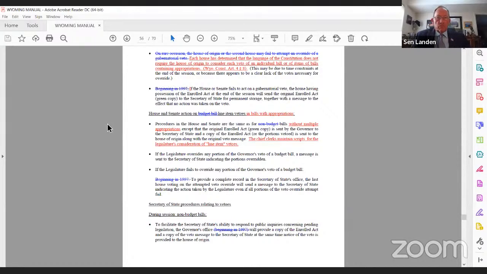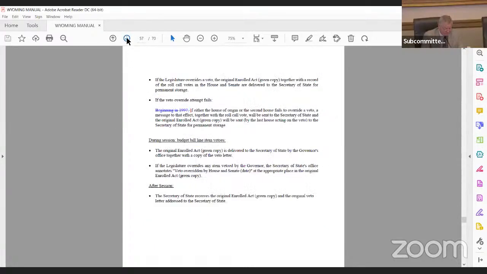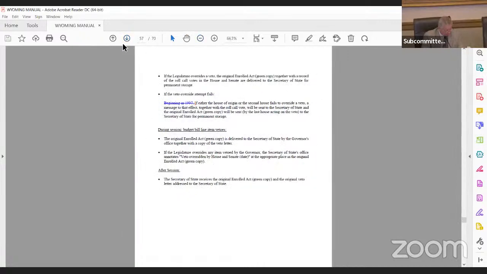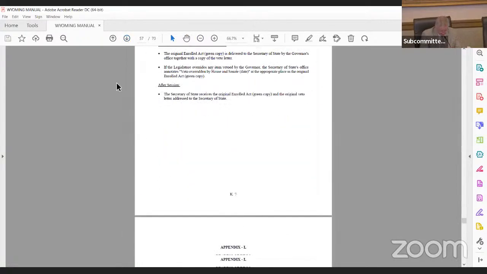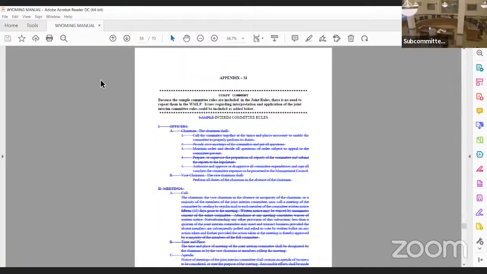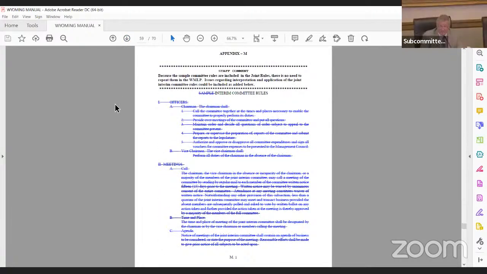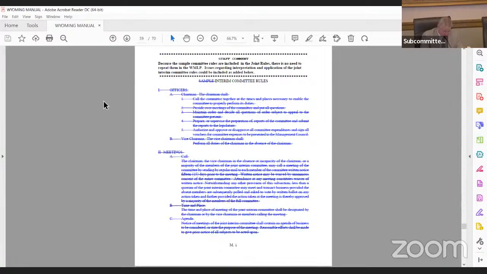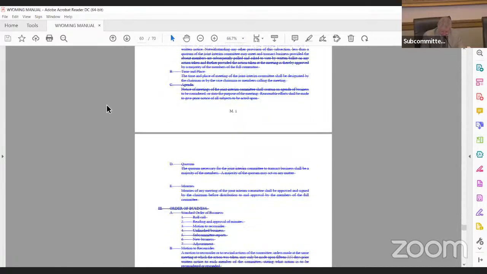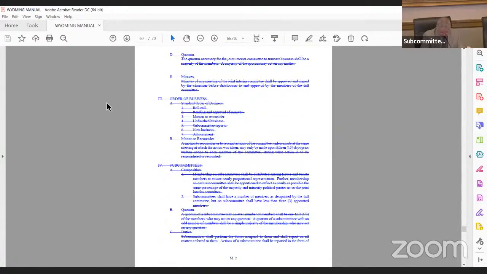Please proceed, Mr. Gruber. Okay, Mr. Chairman, I'm all the way to Appendix M3. And what we do actually on 1 and 2 is strike from the manual all the sample interim committee rules. It's because you actually have those in your joint rules now, so there's no need to repeat exactly the same thing. But we do have a couple substantive provisions for the manual here, Mr. Chairman.